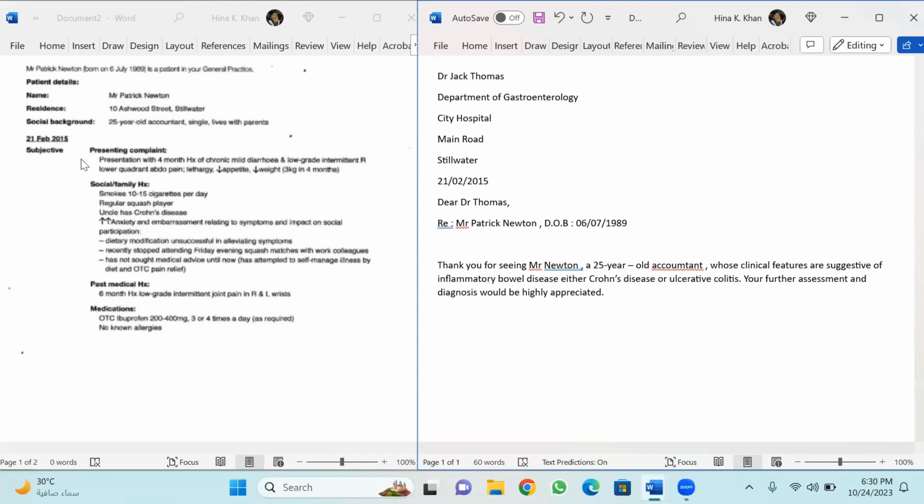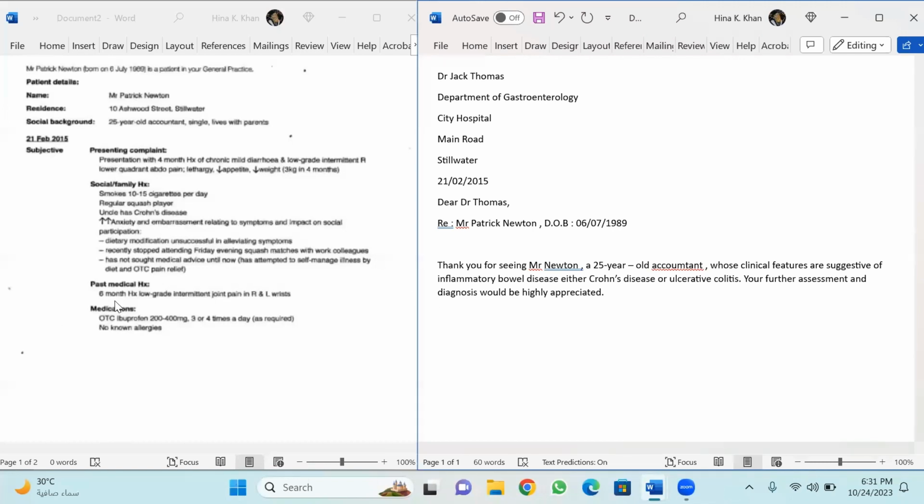Now if we filter out the relevant information, okay: 4-month history of chronic diarrhea, intermittent pain, okay, fine, this is relevant; lethargy, appetite, okay, fine, this presenting complaint is, or everything is relevant. Okay, social history, smoking, we can just mention that; squash player is unnecessary. Uncle has Crohn disease, okay, this is also relevant. Anxiety and embarrassment relating to symptoms and social participation, okay, we can just include that. We will read further. And dietary modification unsuccessful, okay, fine; recently stopped attending Friday, this is not relevant; has not sought medical advice, okay, diet and OTC.